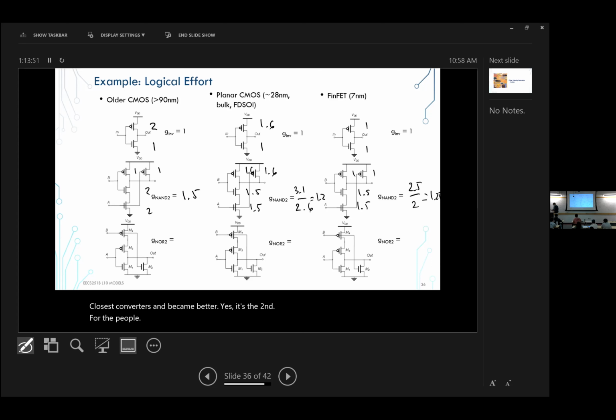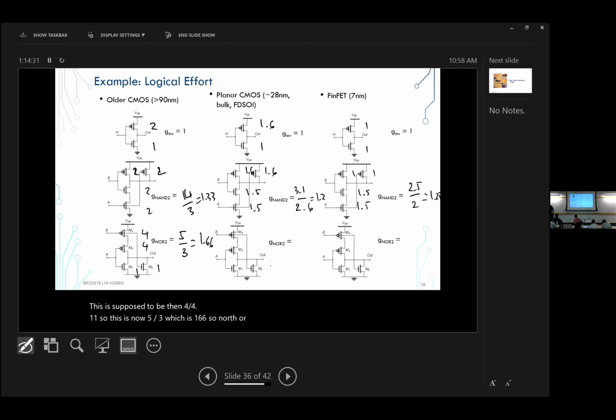Right. What did I do here? Oh, I made a mistake here. So this is not right. It's supposed to be 2, 2, 2. So this is 4/3. It's 1.33, right? So nevertheless, my story holds. It became a better driver. How does this work for NORs? This is supposed to be then 4, 4, 1, 1. So this is now 5/3, which is 1.66. So NORs are bad.